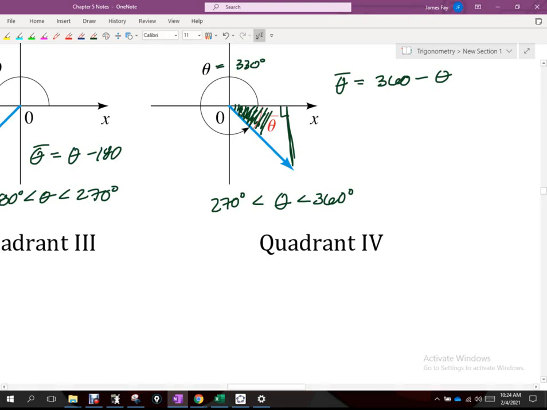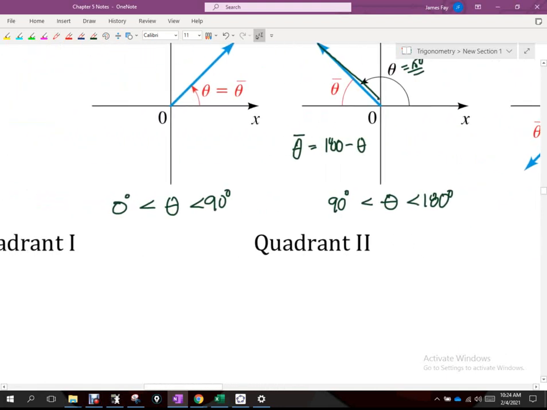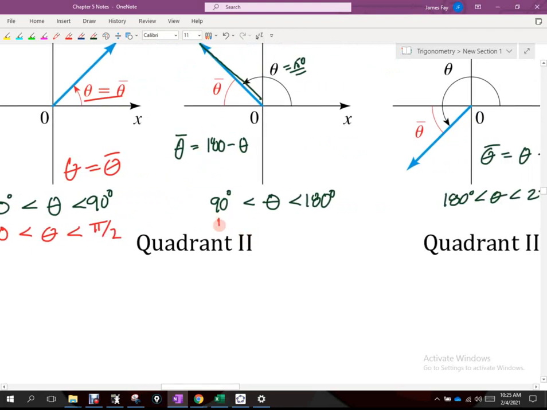Now, this may throw a wrench into things, because we haven't talked about this in several sessions. But theta can be represented in radians as well. So we might be looking at that. Therefore, in the first quadrant we would still have theta equaling theta bar. But if we're in the second quadrant, we'd be looking at pi over 2 is less than theta is less than pi, and then theta bar would be pi minus theta.